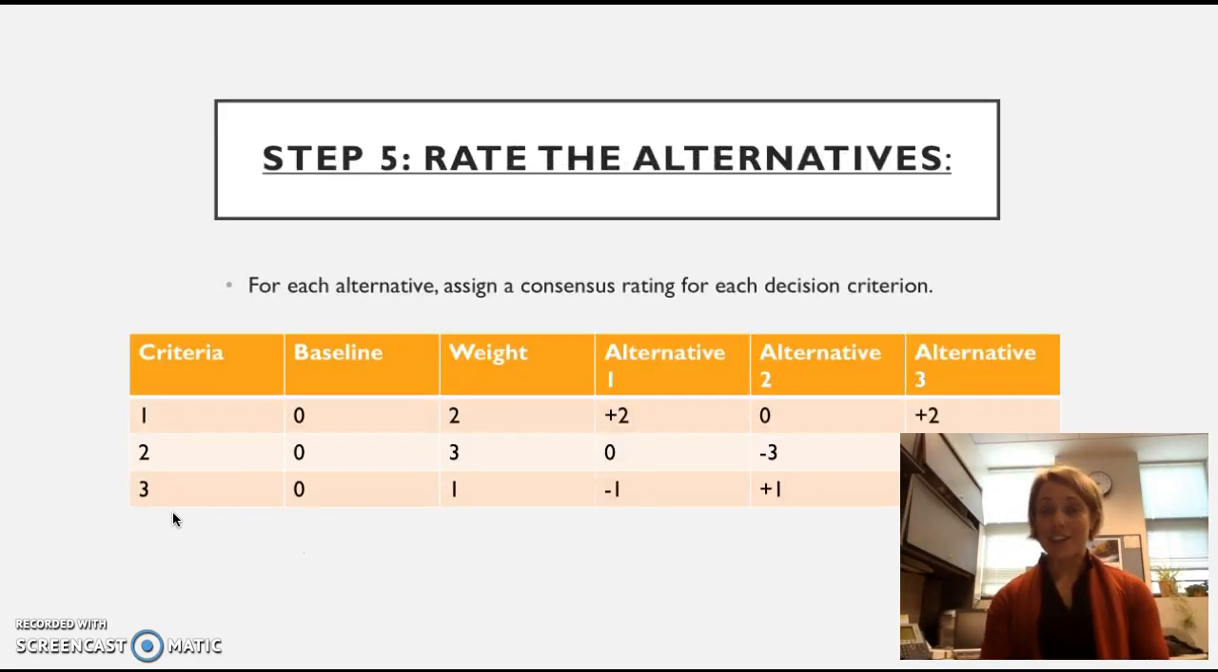And step 5, you're going to set the ratings, right? So we have alternative 1, alternative 2, and alternative 3. Is that going to improve? Is that going to not change? Or is that going to get worse, right? So we have a baseline score of 0, right? We can see alternative 1, criteria 1, improves. Alternative 2, nothing happens. Alternative 3, improves, right? And then we walk through that for each of those different criteria.